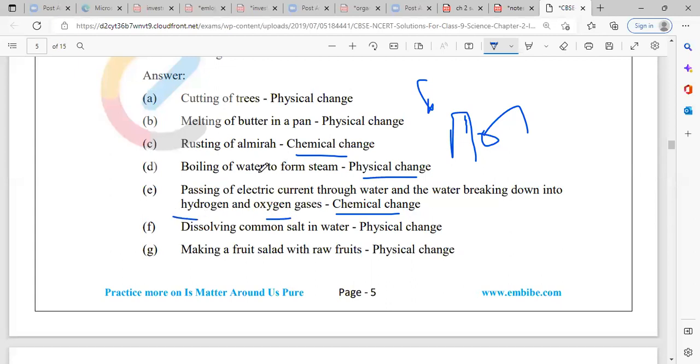So totally the appearance changes. So it's a chemical change. Dissolving of common salt into water, it's a physical change because earlier it was normal, but now you mix salt in it. So it's a physical change, right?